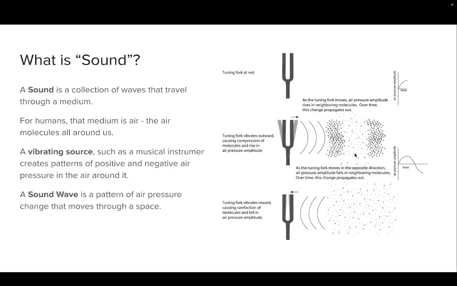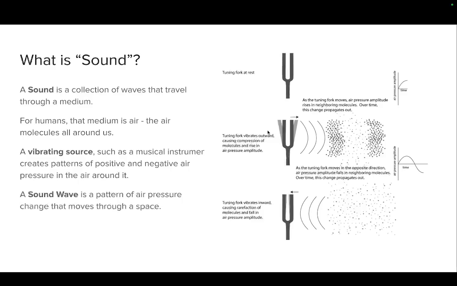Those patterns create the sound wave. A sound wave is a pattern of air pressure change that moves through a space. It is a physical phenomenon that occurs in the space around us. In this diagram on our right here, we can see a tuning fork at rest, therefore making no vibrations in the air and therefore creating zero sound.